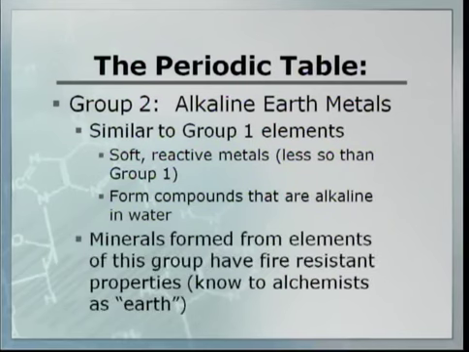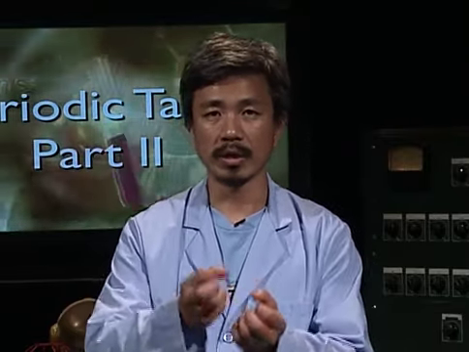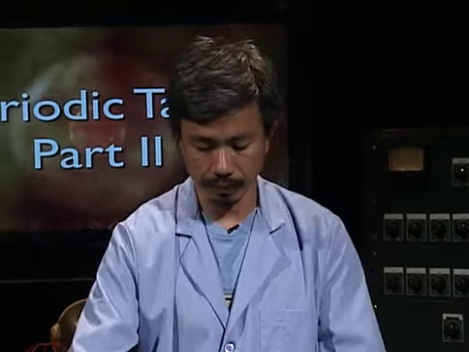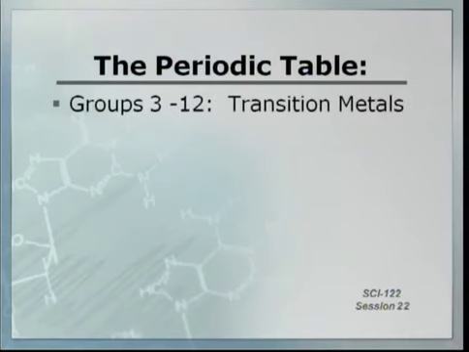But the interesting thing is that minerals formed from elements of this group have very high fire-resistant properties. So to the alchemists of the Middle Ages, they were known as earth elements, and hence the term alkaline earth metals, okay? So you have compounds that contain things like calcium, for example. If you try to burn it, it resists fire very, very nicely. Resists burning.